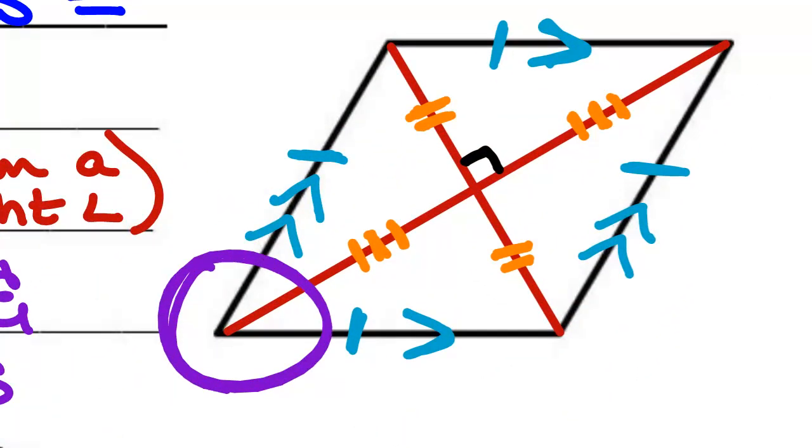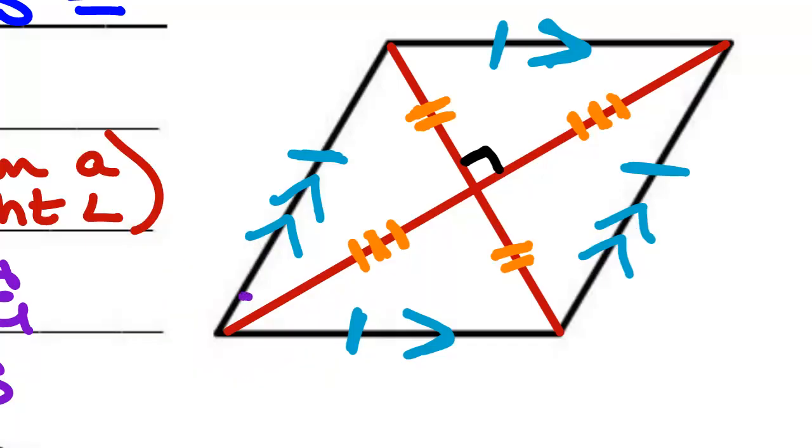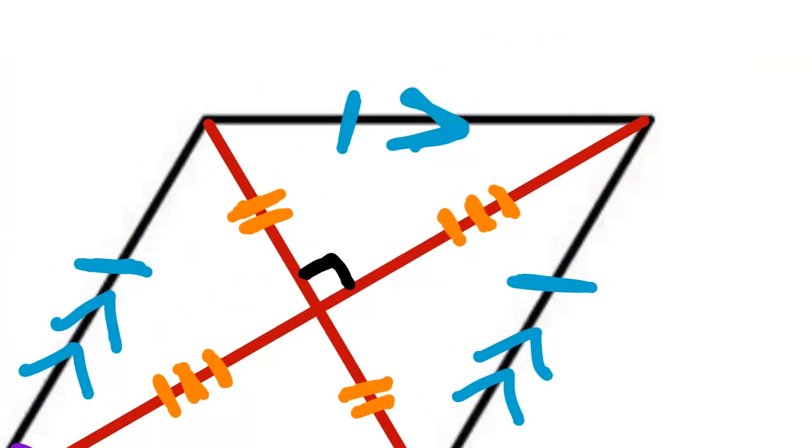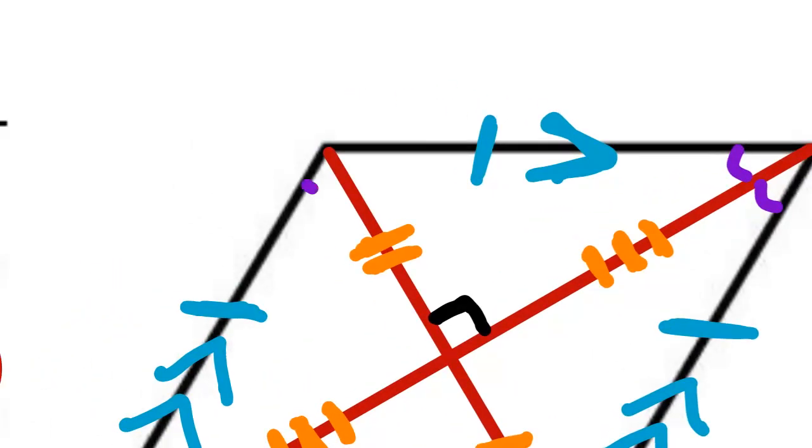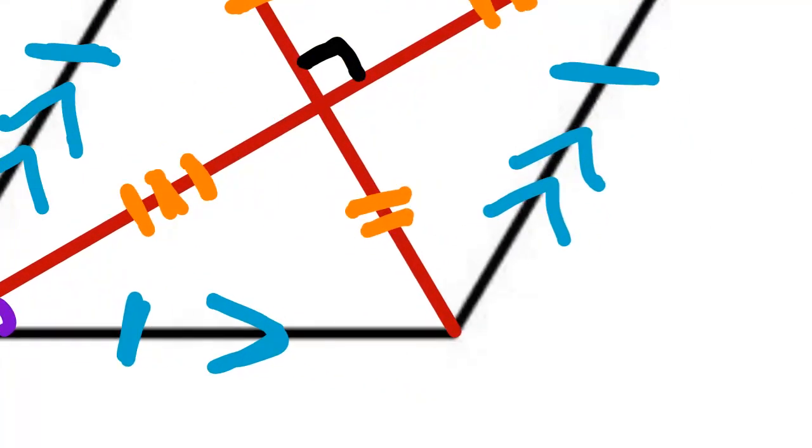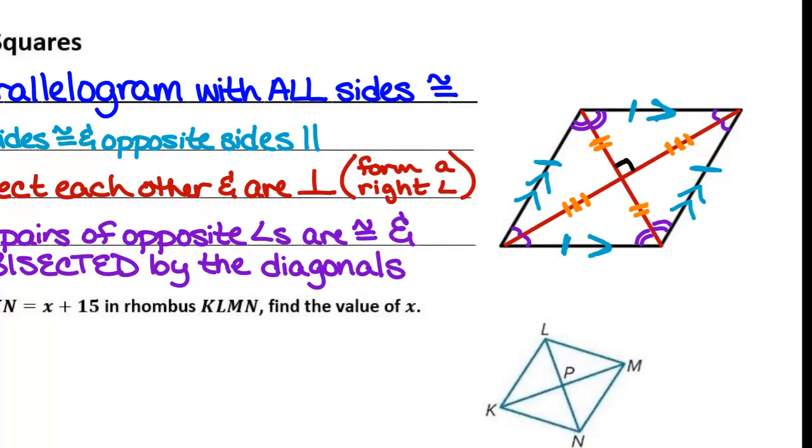So down here, this lower left angle is being cut into 2 congruent pieces, and that's the same as the upper right. That's being cut into 2 congruent pieces. And then the upper left, those 2 halves are the same size. Same thing with the lower right. Those 2 halves are the same size, and they are the same as the upper left.